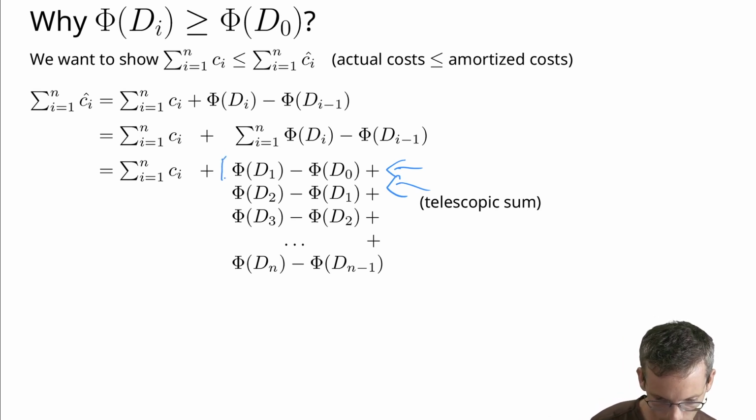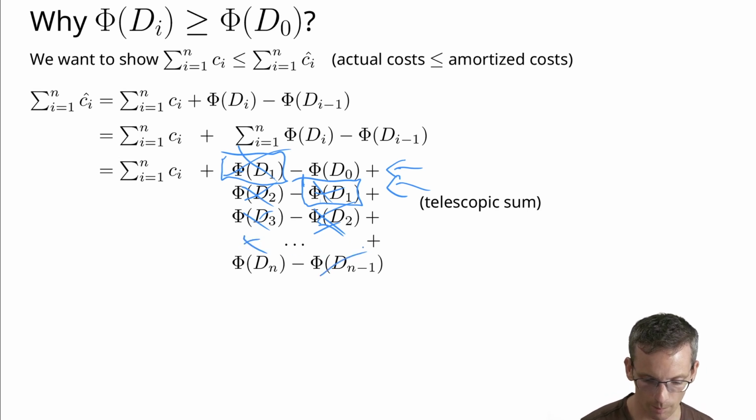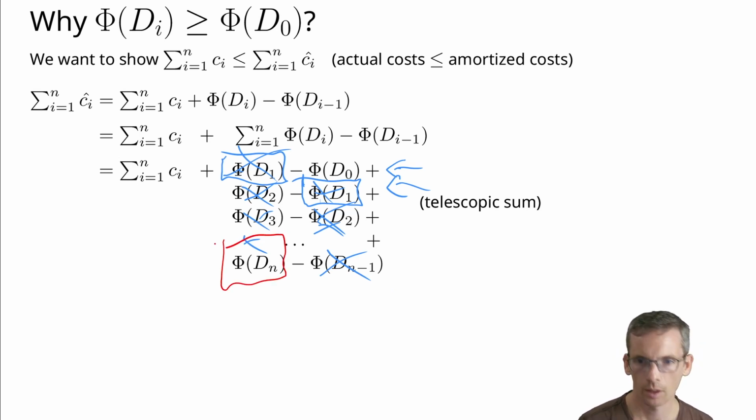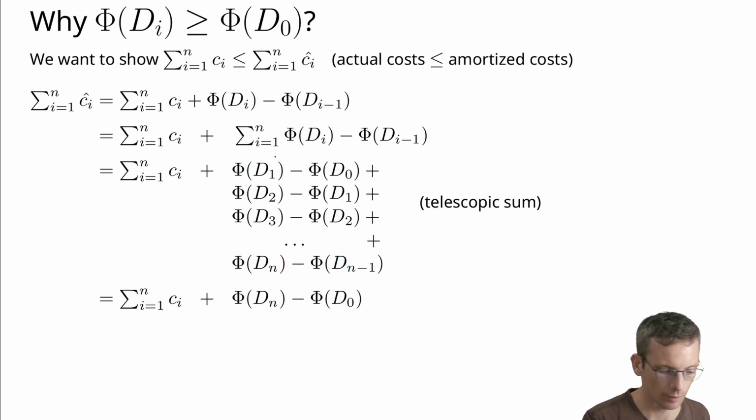But the important part here is that this term occurs twice, here positively and here once negatively. So I have this and that, they both cancel out. Likewise, the second one cancels out with that one and so on. And this goes through the whole sum. And the only two terms that remain are the potential of Dn minus the potential of D0. So let's write that. We have, of course, our first term, the sum of the ci, and then the only two remaining terms of the second sum.